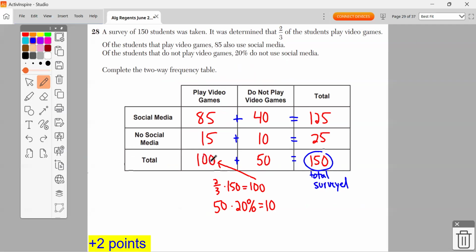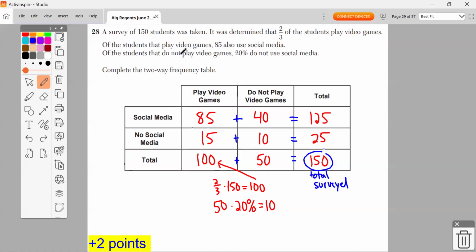That's where I'm going to get that number. Well, 100 plus 50 equals 150. So this number has to be 50 right there. Of the students that play video games, 85 also use social media. So play video games and social media is 85. Now I have the 85, I have the 100. That makes this number 15.